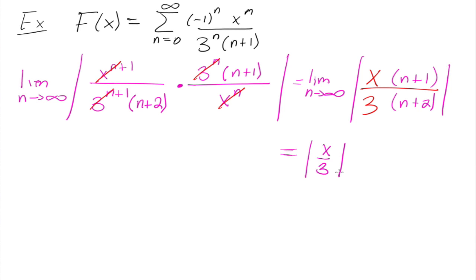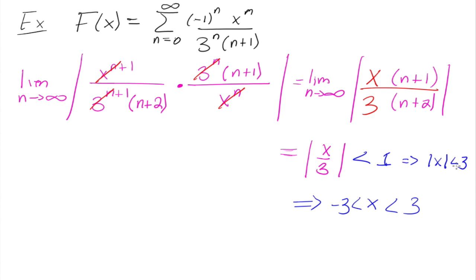Okay, so for it to converge, this has to be less than 1. So x has to be less than 3. Exactly. So this implies that x has to be in between 3 and negative 3. The absolute value of x has to be less than 3. So x has to be between negative 3 and 3.